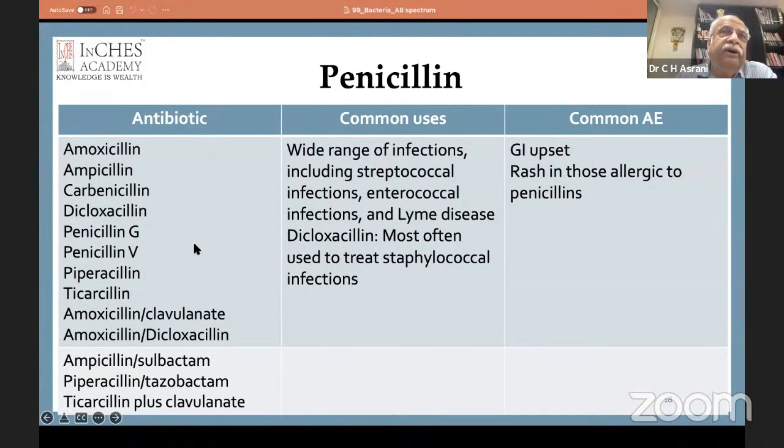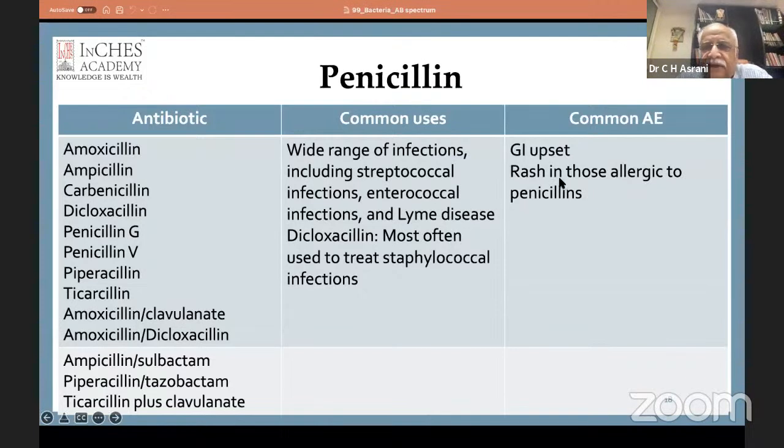Now, remember one thing, a point which I'm going to highlight later on. All these can be labeled as cousins of each other. It is not a new antibiotic. The common uses are a wide range of infections, including streptococcal, enterococcal, Lyme disease. Dicloxacillin along with amoxicillin or ampicillin is used to treat staph infection. Not used alone, it is generally in combination with amoxicillin or ampicillin.